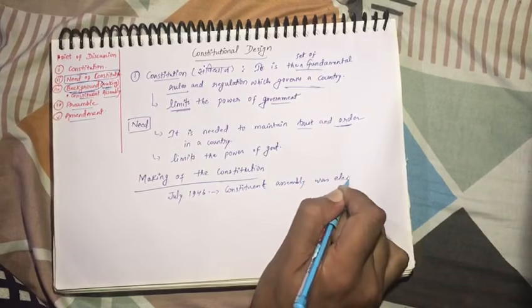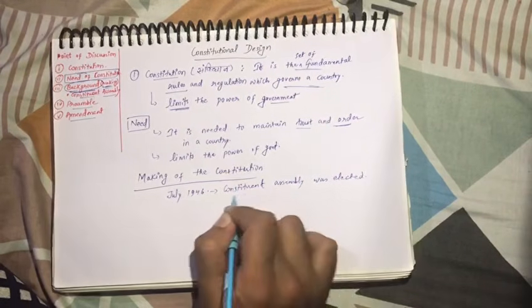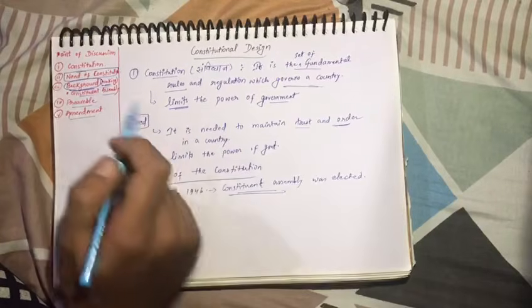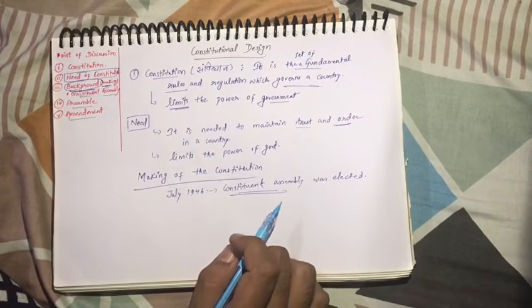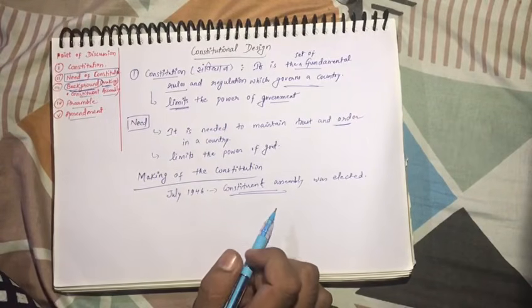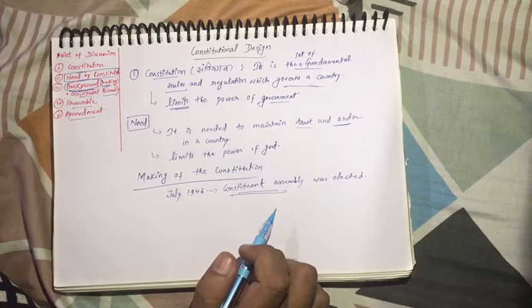All right. So what is the Constituent Assembly? First we'll talk about it. That is written here. So what is the Constituent Assembly? It is a body which is responsible for making the Constitution of India.